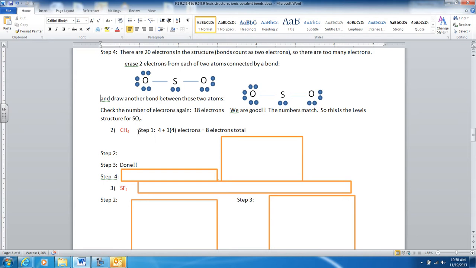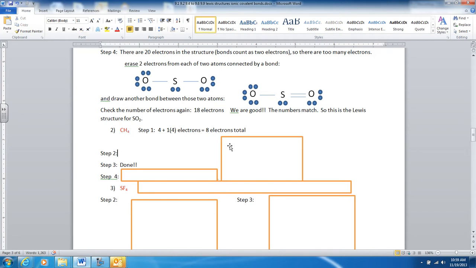Okay, for CH4, step 1. Oh, I should have hidden that from you. Okay, sorry. So step 1, we have to add our valence electrons. Carbon has 4 valence electrons. Hydrogen has 1 valence electron, and we have 4 of them, so we multiply 1 valence electron times 4. 8 electrons total.